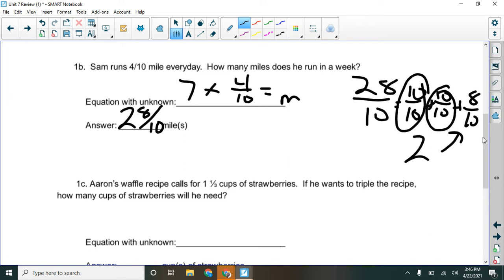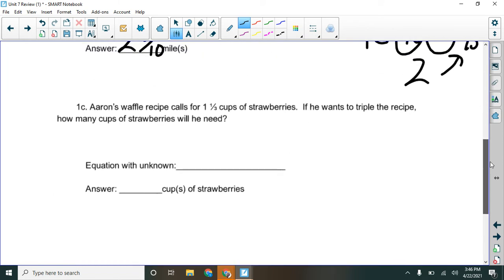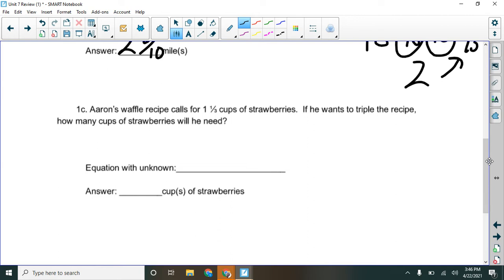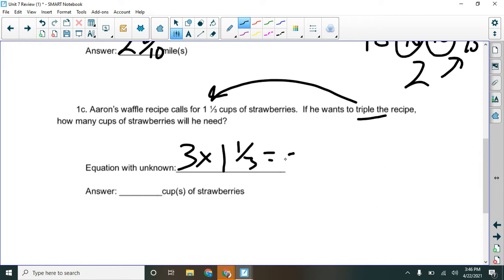And the last one here about multiplying. Aaron's waffle recipe calls for 1 1/3 cups of strawberries. If he wants to triple the recipe, how many cups of strawberries will he need? Is our number of strawberries going to get larger or smaller than 1 1/3 cups? It's going to get larger, right? He's going to do it 3 times. 3 groups of 1 1/3. Equal groups means 3 times 1 1/3 equals C for cups.